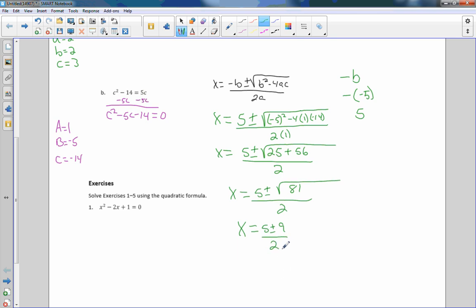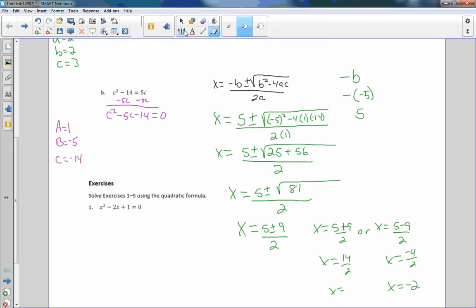So then I'm going to split that up and say x equals 5 plus 9 over 2, or x equals 5 minus 9 over 2. So x equals 14 over 2, x equals 7, x equals 5 minus 9, which is negative 4 over 2, so x equals negative 2. So my two solutions are 7 and negative 2. Okay, what does that mean in the context of this problem? If I were to graph this, I know my parabola is opening up because a was positive, a is 1, and I know it's crossing at negative 2, which is here.